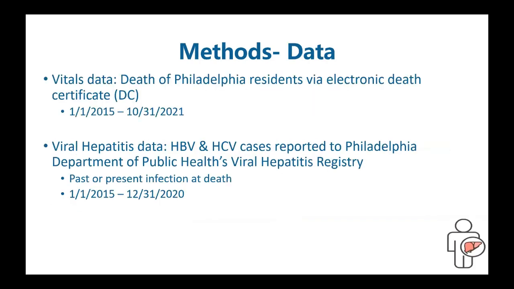The data sources we utilized were the electronic vitals death data of all Philadelphia residents from 2015 through October of 2021, and cases of hepatitis B and hepatitis C that were reported to the Philadelphia Department of Public Health's longitudinal viral hepatitis registry. We also reported past or present infections at death from 2015 through 2020. Next slide, please.